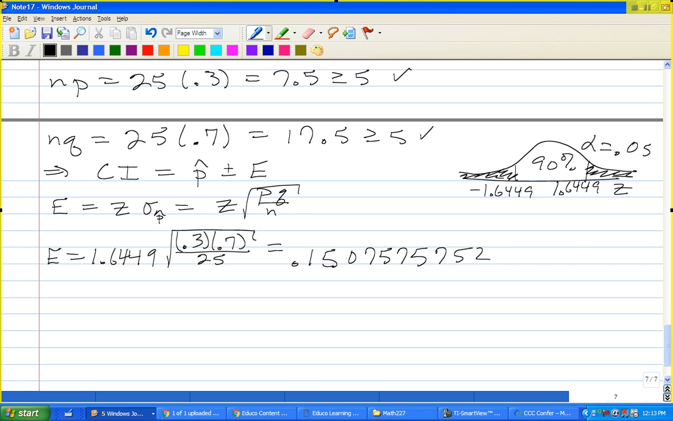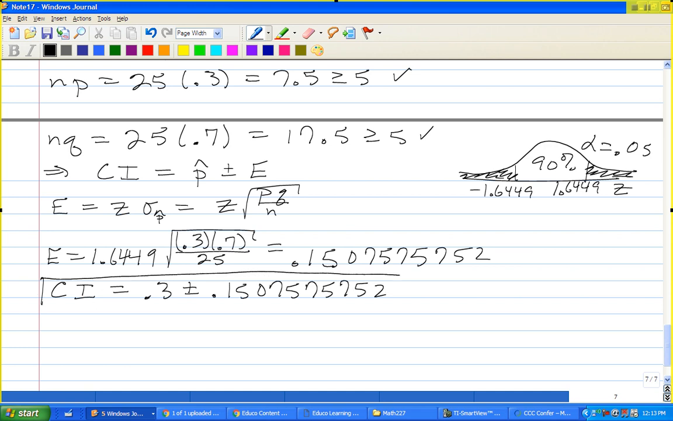Okay, and so my confidence interval will be 0.3 plus or minus 0.1507575, and that is my 90% confidence interval. Okay.